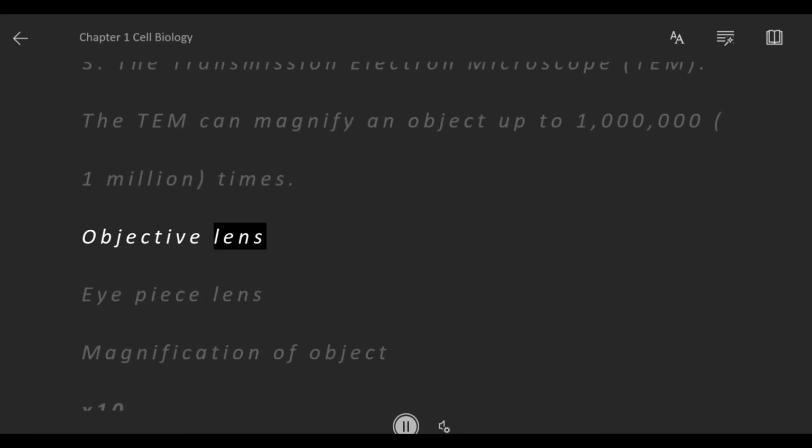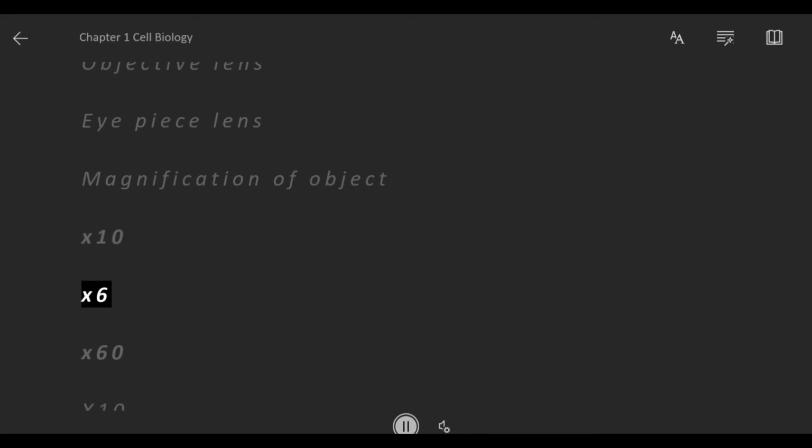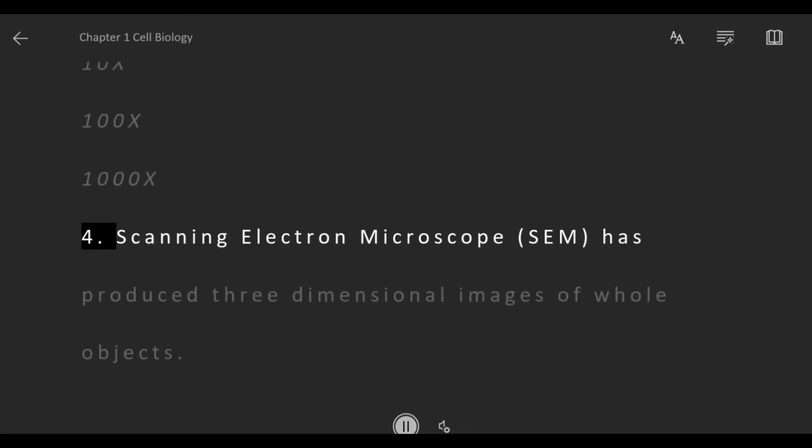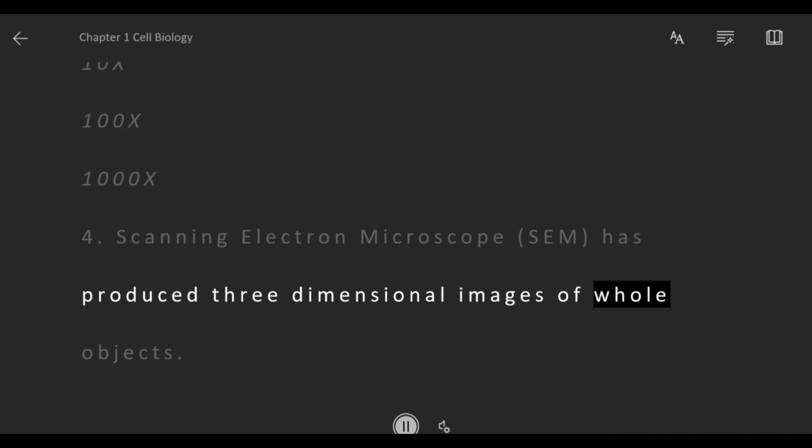Objective lens. Eyepiece lens. Magnification of object. x10, x6, x60; x10, x10; 10x, 60x, x600; 10x, 100x, 1000x. 4. Scanning electron microscope, SEM, has produced three-dimensional images of whole objects.